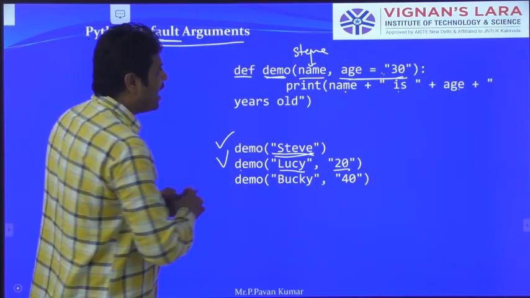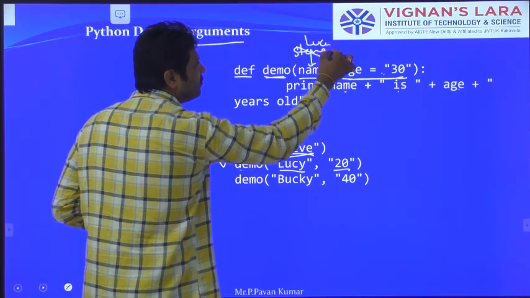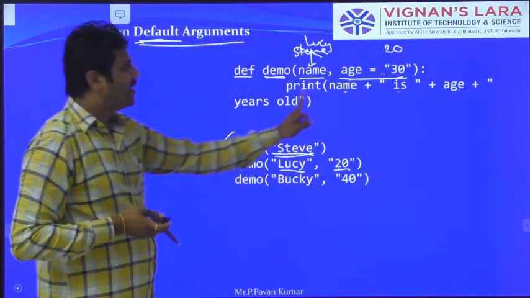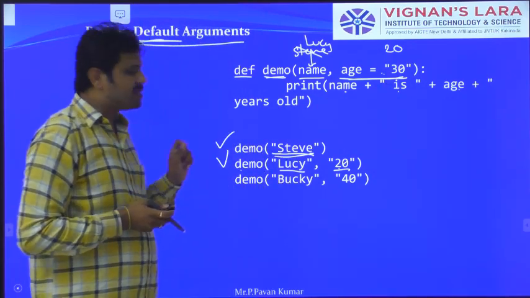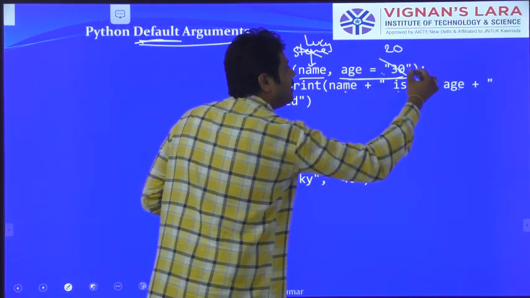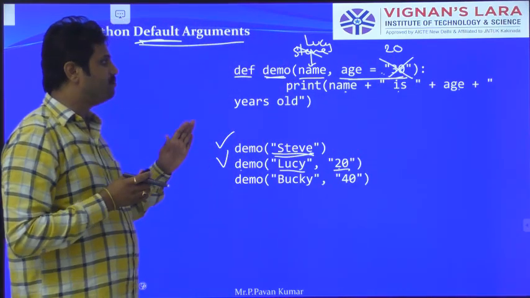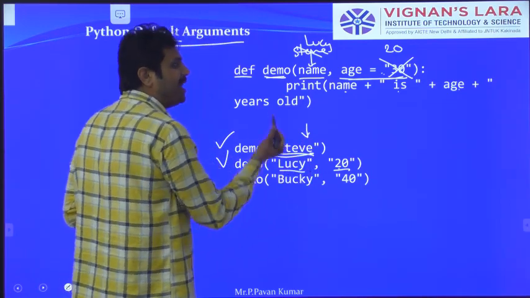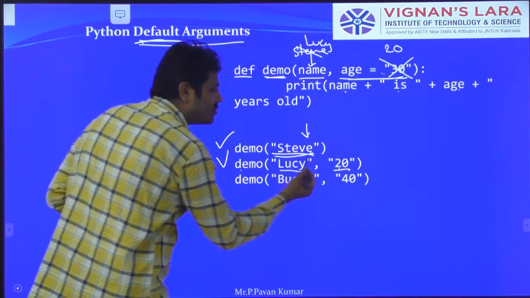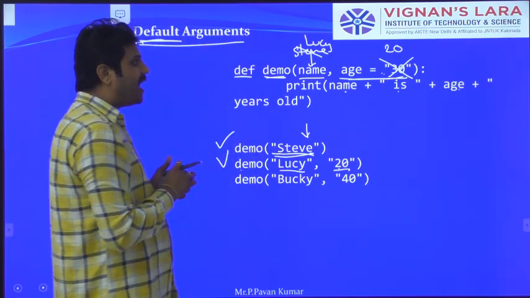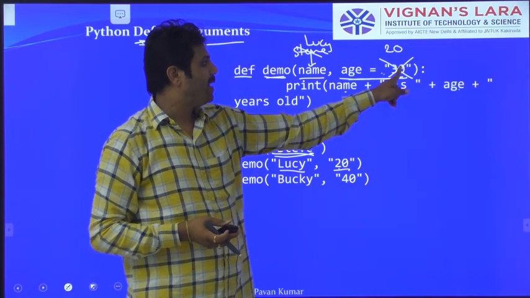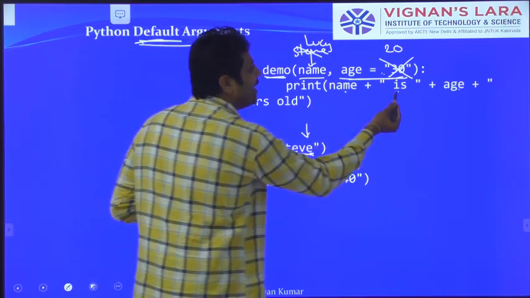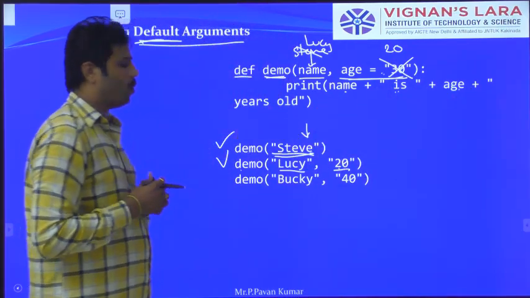Here observe, name is Lucy and age is 20. But the default argument is age equals 30. Here in this case, it simply replaces it with 20. So if you do not give any age, by default it will take 30. If you give some age here, then it will take the given age by replacing the default variable value. That means Lucy is 20 years old.